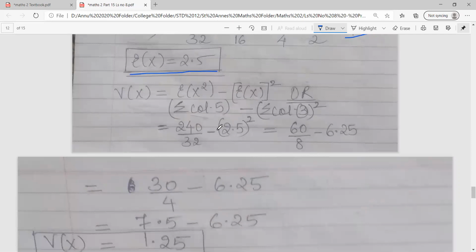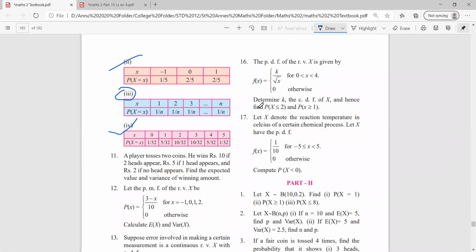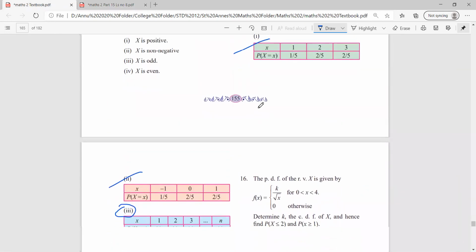Coming towards the next part, variance of x, E of x square minus E of x the whole square, or for those who are not able to remember the formula, total of fifth column minus total of third column the whole square. So 240 upon 32 minus 2.5 the whole square. On reduction, you get 60 upon 8 minus 6.25. 2.5 the whole square is 6.25. On reducing again, 30 by 4, which gives you 7.5 minus 6.25, you get the answer as 1.25. So I hope you all are clear with question number 10. Now you can practice the first and second sum.